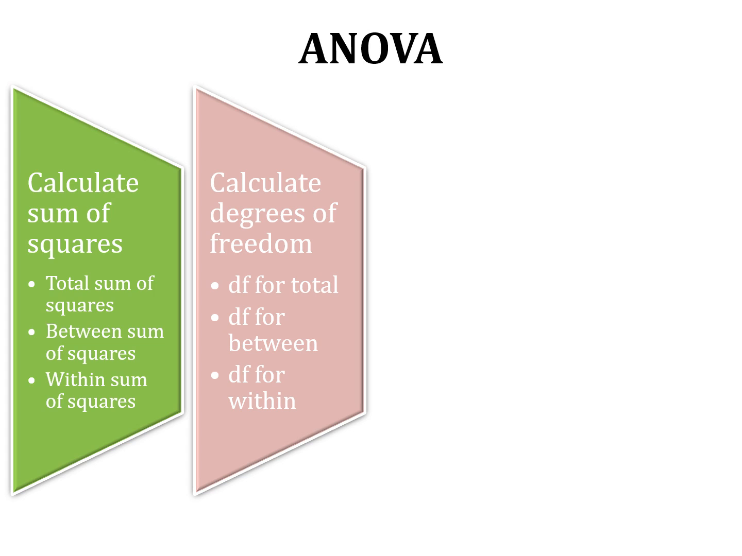The second part of ANOVA is to calculate degrees of freedom. We calculate degree of freedom for total, for between, and for within, right? So we calculate degrees of freedom for each of these sources of variability. And remember, the total variability is the sum of variability between samples and variability within samples.